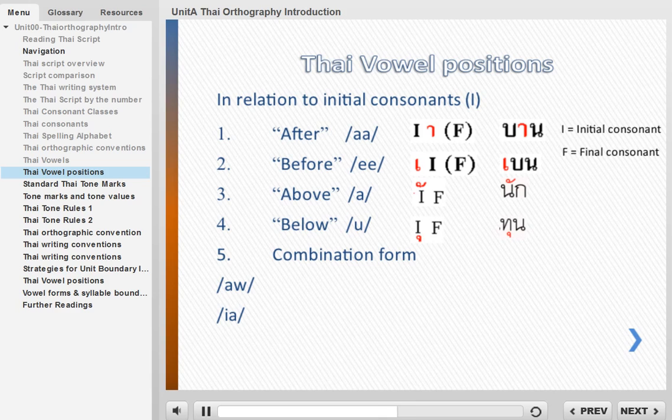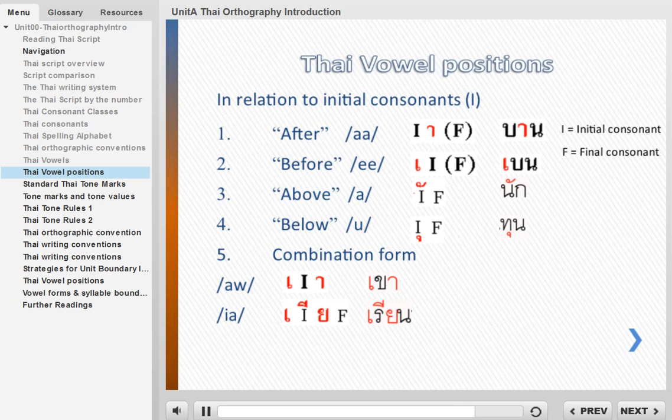And for the complex vowel forms, the forms that are composed of more than one vowel symbol, they are typically placed around the initial consonant. If the vowel allows a final consonant, the final consonant follows the complex vowel form. In the first example, the 2-symbol complex form represents AU, the vowel sound A followed by W. In the second example of this set, the complex 3-symbol vowel form represents the diphthong IA. The final consonant follows the last symbol of the vowel form.